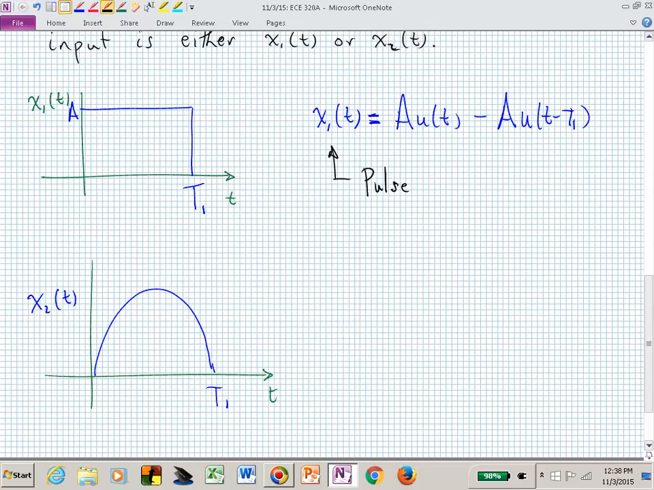And you now know how to find the output due to a step or a constant using Laplace transform. So you could actually find y sub 1 of t due to this x1. You would just sum the output due to each of these inputs. A turns it on, or the first one turns it on, the second one turns it off, and now you would have your result. What about x sub 2 of t?